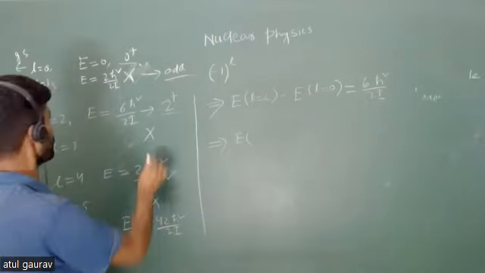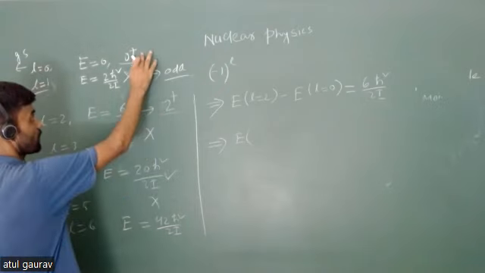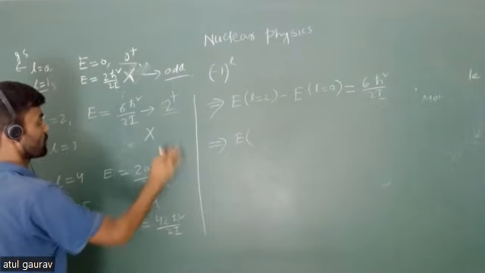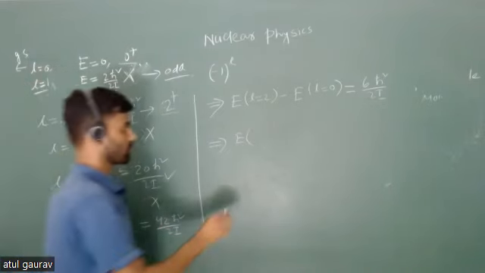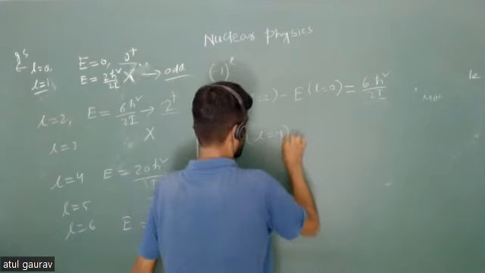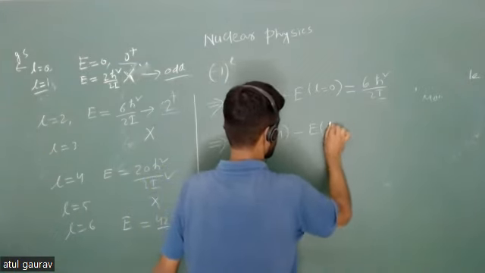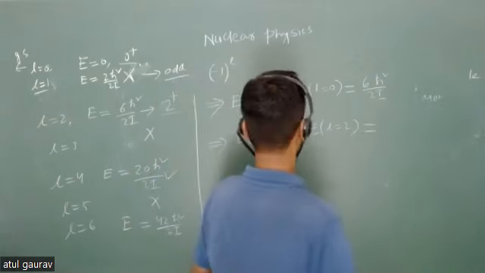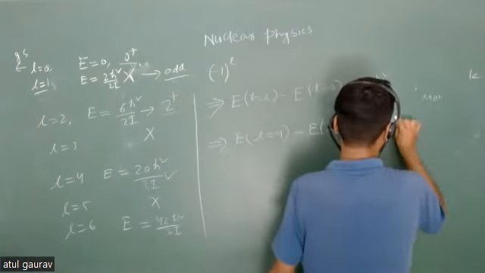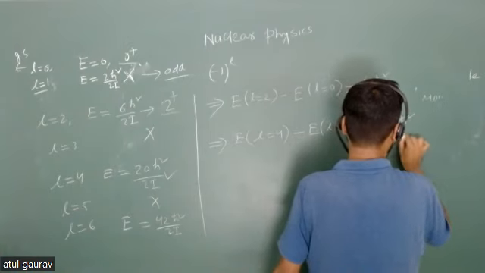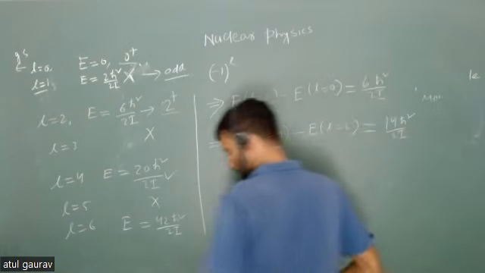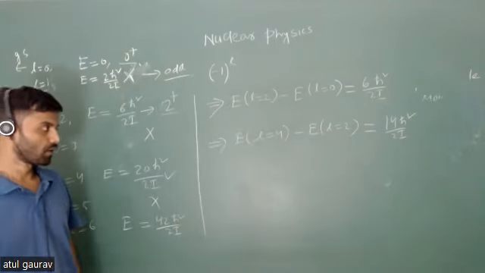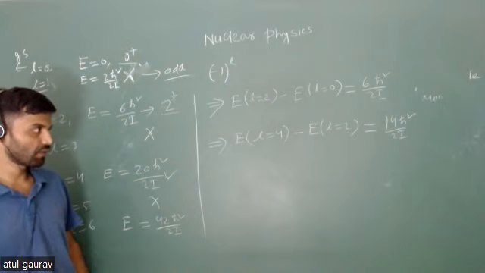So first I have calculated the separation between the first excited and ground state. If you calculate the separation between the second excited state and the first excited state, so L equals 4 energy, L equals 2, it will be how much? 14 h cross square by 2I. So what can you say from here? The energy gap is increased. Exactly. The energy gap is getting increased.